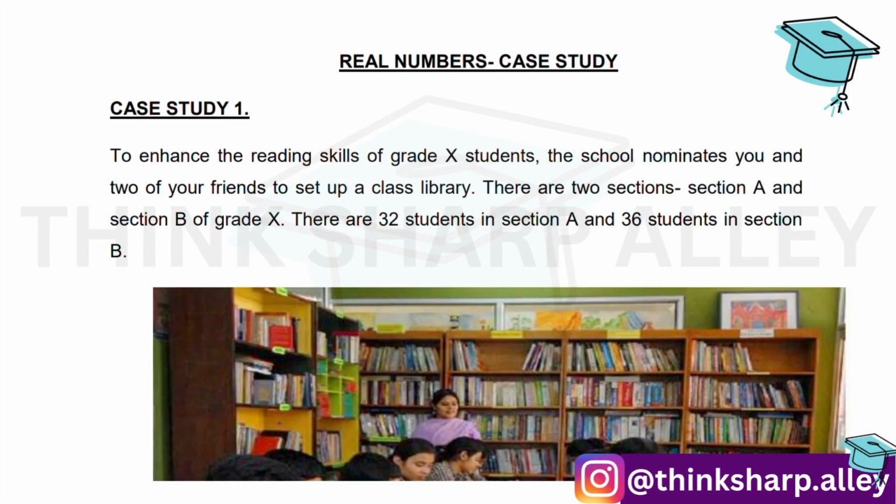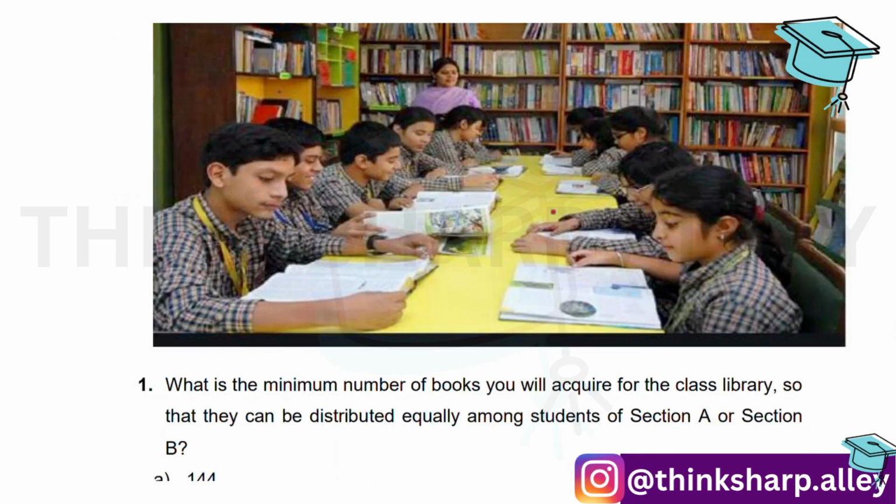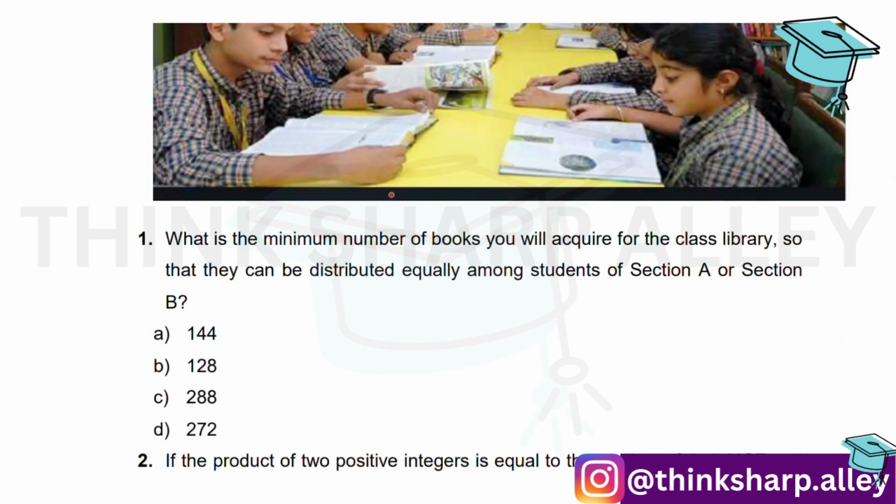Case study 1. To enhance the reading skills of grade 10 students, the school nominates you and two of your friends to set up a class library. There are two sections, 32 students in section A and 36 students in section B. Now, the first part of the question asks, what is the minimum number of books that you will acquire for the class library so that they can be distributed equally among students of section A or section B?